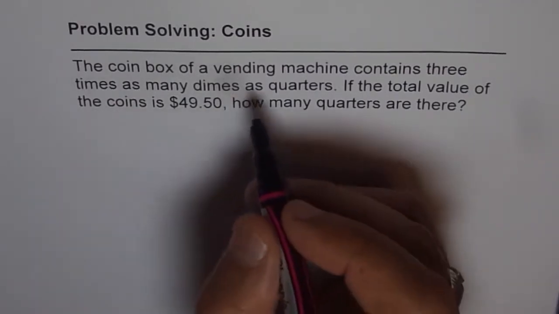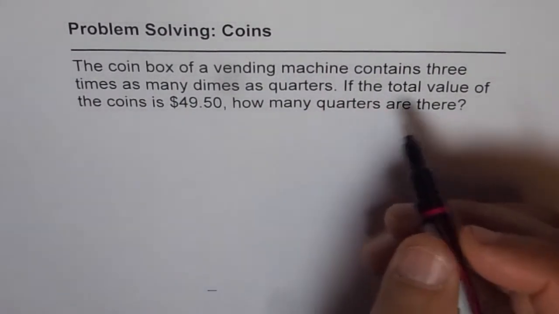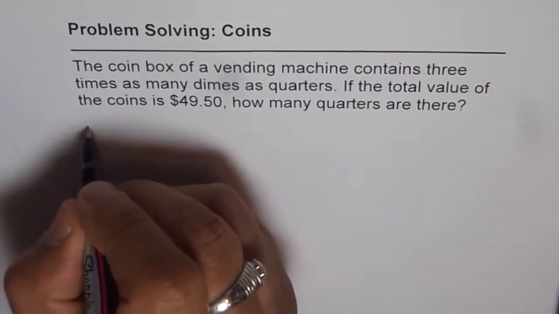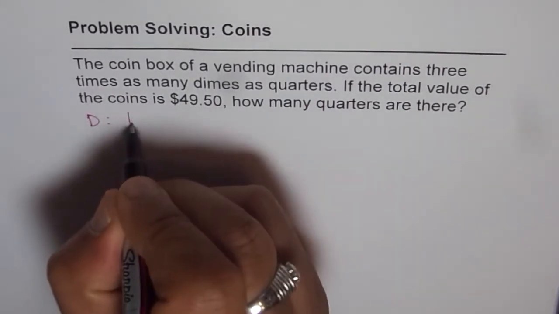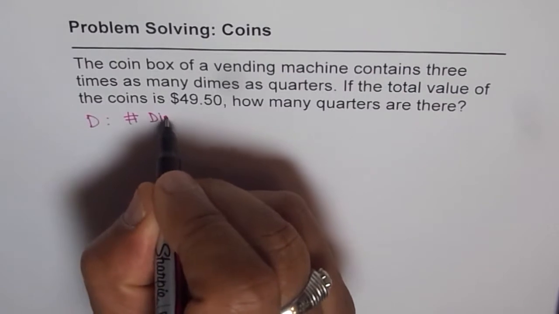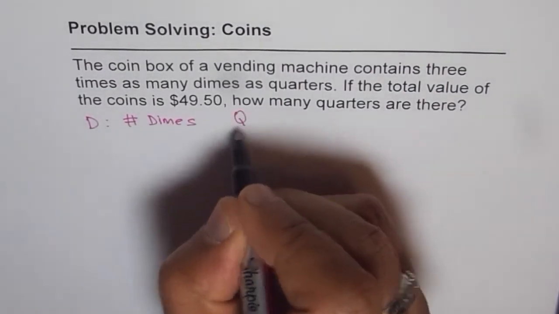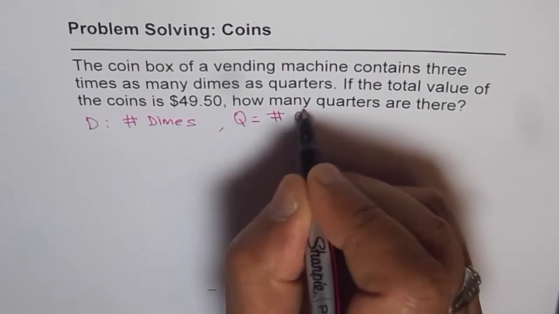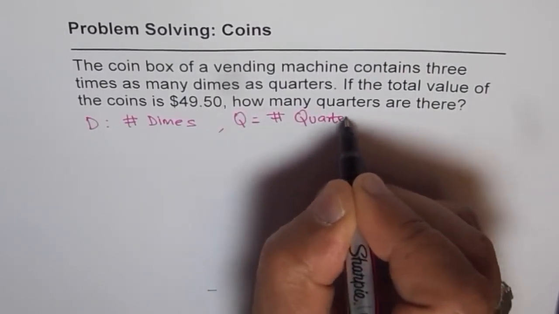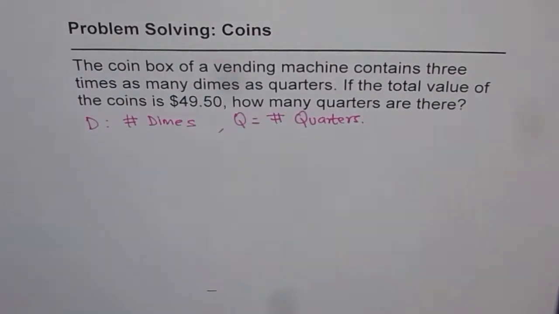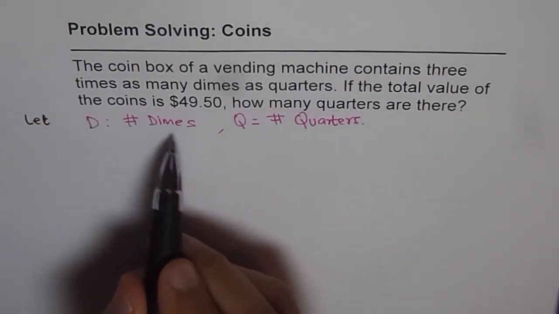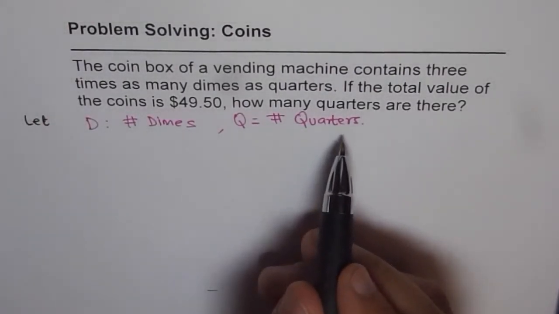So let's define the variables first. It's good to use D for dimes and Q for quarters. So D is the number of dimes, and Q is equal to the number of quarters. That is the definition of my variables, and we can draw a let statement here. So let D be the number of dimes and Q be the number of quarters.